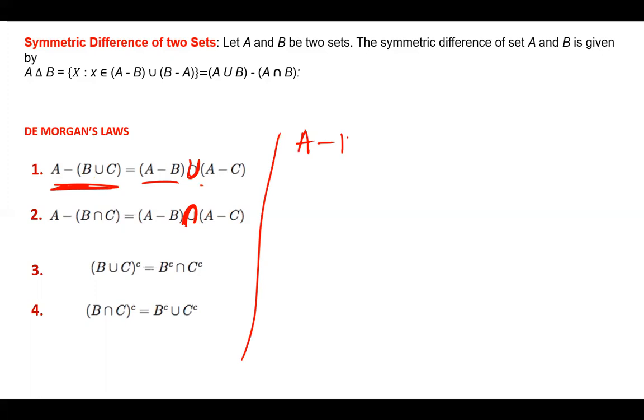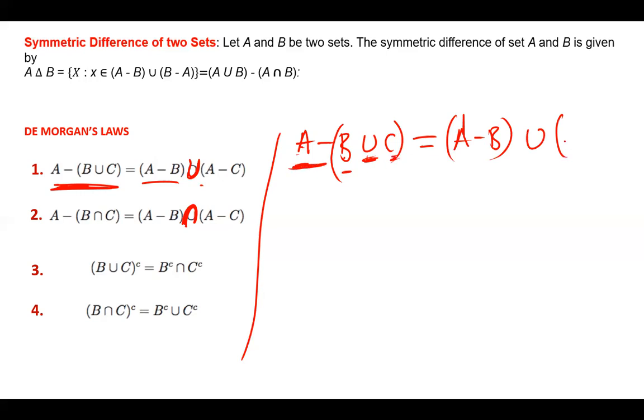So A minus B union C, if you use distributive law, you're going to distribute this A minus to everything in the brackets. So I'll start with A minus B. I'll write it there. And then the symbol which is between there is union. So I'm going to write union there. Then open brackets, A minus C. That is how you distribute.